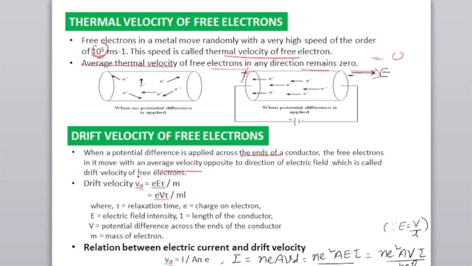That drift is called drift velocity of free electrons. Now what is the value of this drift velocity? It is Vd equal to, when electric field E is applied, eEτ/m.